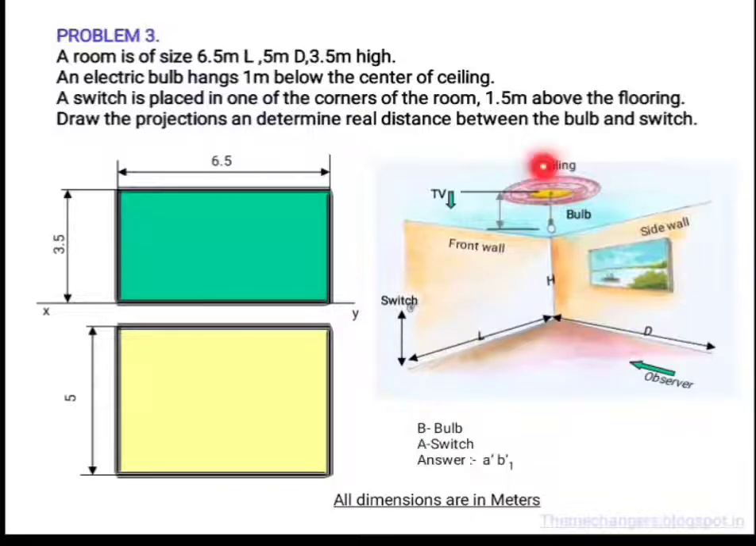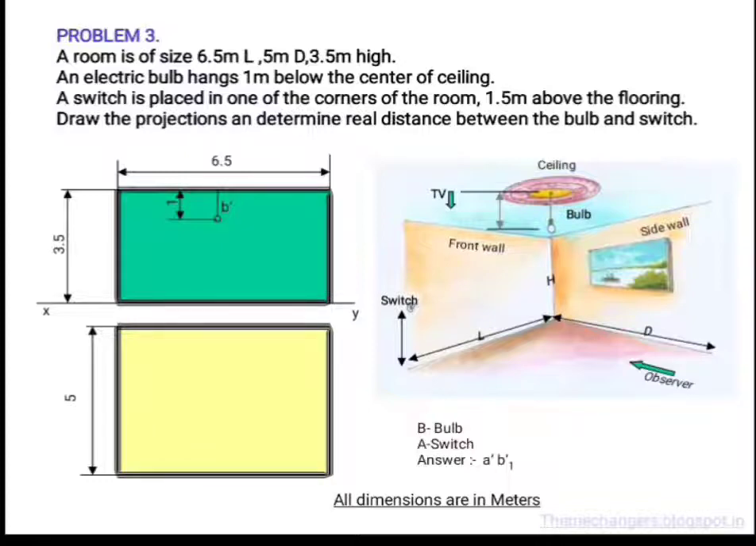Here, a bulb hangs from the center of the ceiling. So, an observer looking from the top can see this bulb as a point at the center of the room. And in the elevation, we can see the bulb is located 1 meter below from the center of the room. So, I am marking point B dash, which is 1 meter below the center of the room.